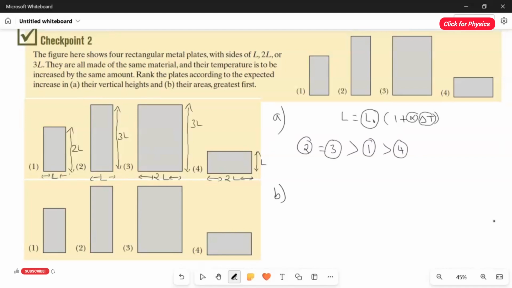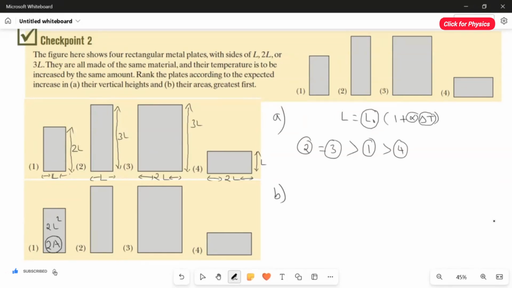Now we come to part B. We have to give the greatest value for the areas. So let's figure out the area for each of the 4 plates. Area is nothing but length multiplied by width. Let's take the first figure. Your length value is L and your width value is 2L. So the area is length multiplied by width, which is 2L square. L square is nothing but the area, so we can write 2A. This is the area for the first plate.